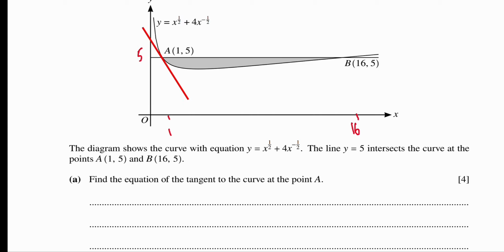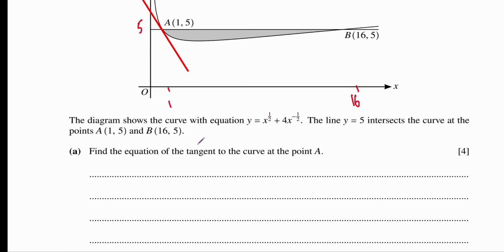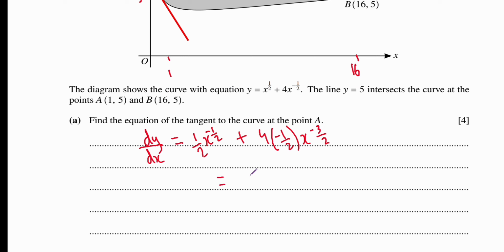Well, let's see how we can get the equation of the tangent. So we know when you see tangent and curve, differentiation should go to your mind straight away. So dy by dx is equal to, well, power rule, so that would be a half times x to the power half minus 1 is negative a half, plus 4 times, well, now you have negative a half, times x to the power negative 3 over 2. Let's write it better, so that becomes 1 over 2 square root x minus 2 over x to the power 3 over 2.